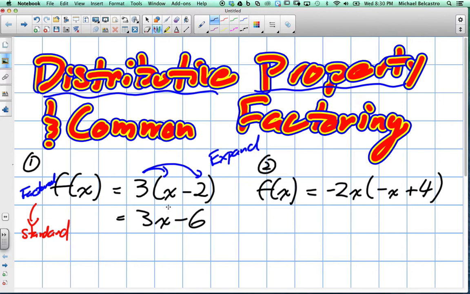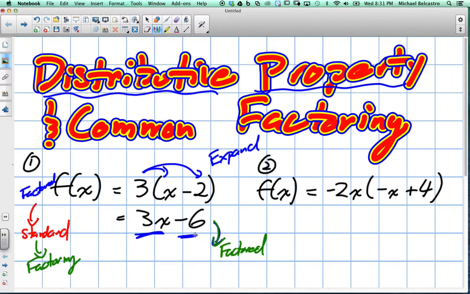Yeah. Okay, so now we're in our standard form, and let's pretend we didn't know the answer above, even though we obviously do. The question now says go from standard form to factored form. In order to go from standard to factored, we need to use a method called factoring. In this case, we're not factoring a trinomial. This is just two terms. We're going to always first look for a common factor.